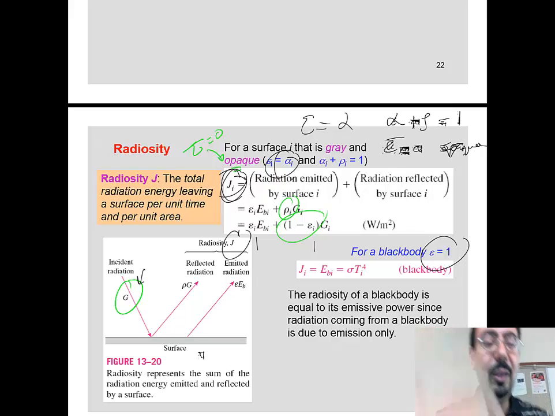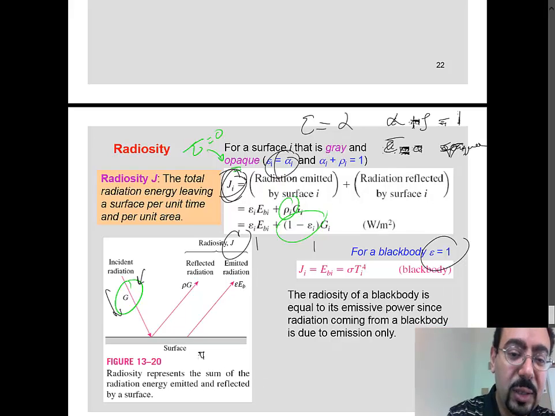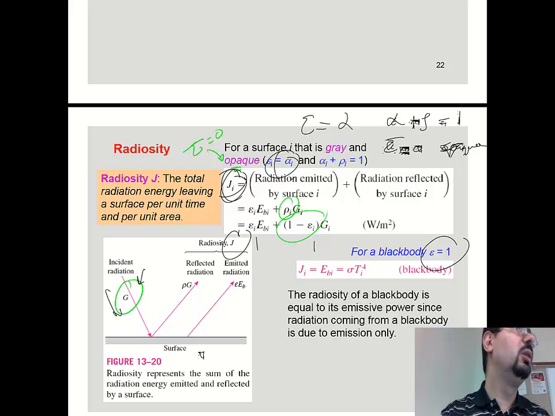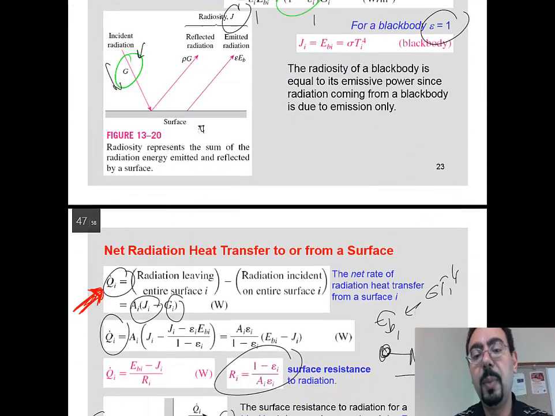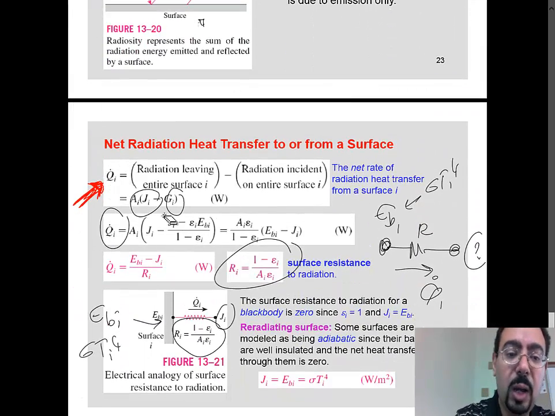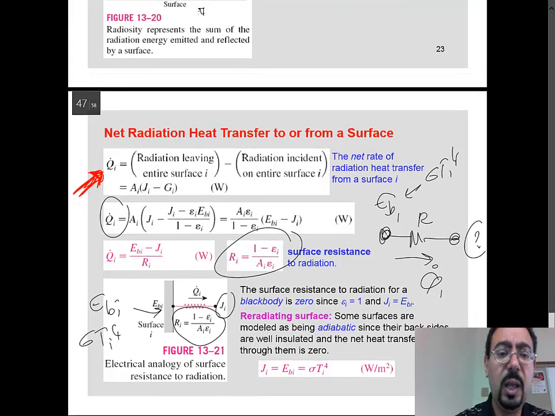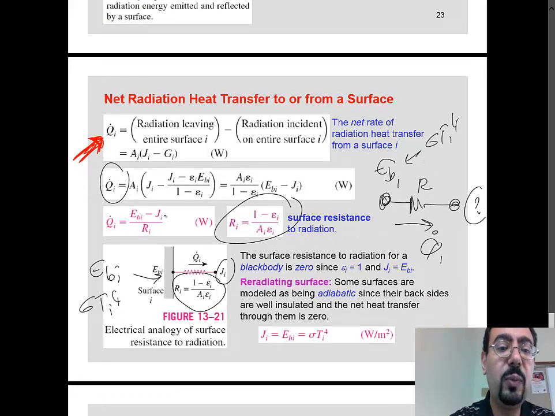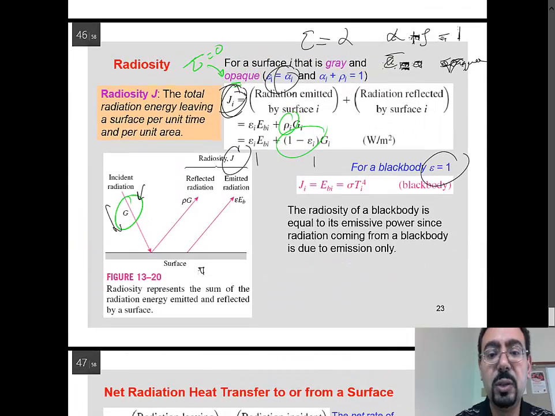So you are getting G and you are sending J. The net difference between them is what you absorb. It's the net radiation that you will end up using to melt ice, or to heat something inside. Okay? So that's why QI is area I times (JI minus GI). And he's just substituted for GI from the previous page.